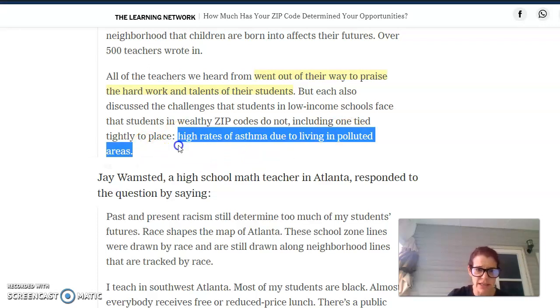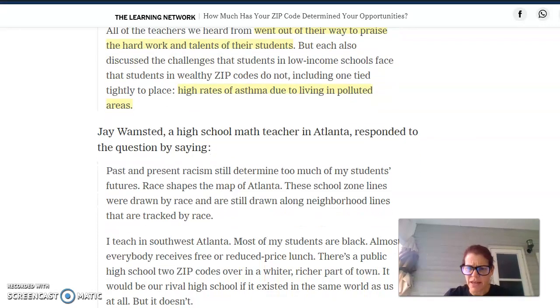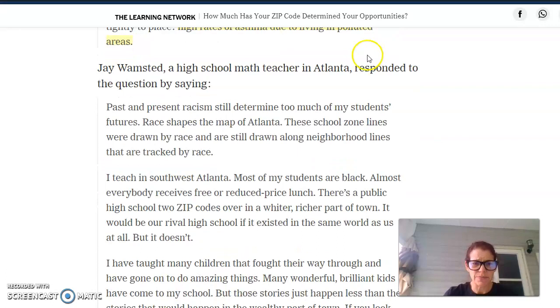Okay, that's nice. I'm going to highlight that because I like that. I'm going to highlight the asthma point because that seems like it might be important. I'm not responding yet. Right now I'm just looking at stuff that's important. I haven't actually taken any notes yet, though.